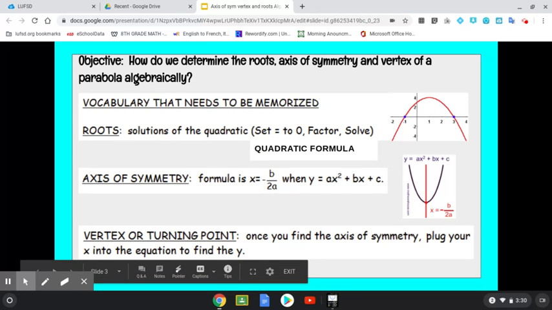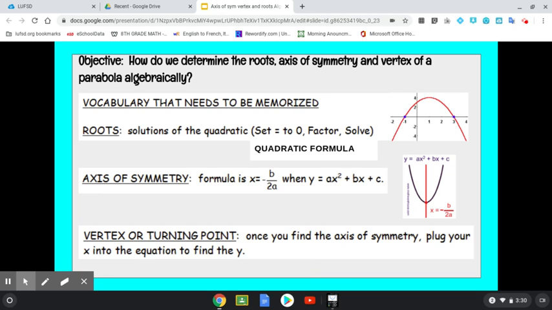So what we're going to look at today is finding your roots. Your roots are really just your solutions. They're where the graph crosses the x-axis. And in order to find those, we're going to go back to solving quadratics, which is set equal to 0, factor, solve. Or you can use the quadratic formula. The axis of symmetry, just to remind you, is that line that cuts through the vertex. Before, we used the vertex to find our axis of symmetry, but today we're going to use a formula to find our axis of symmetry and then use that to find our vertex.